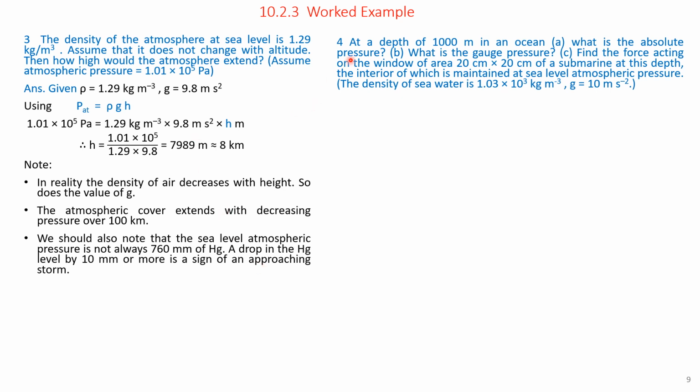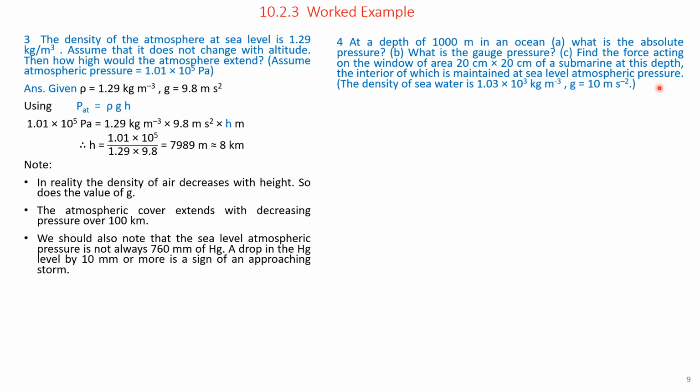Question number 4. At a depth of 1000 meters in an ocean, what is the absolute pressure? What is the gauge pressure? Part C. Find the force acting on the window area of 20 cm by 20 cm of a submarine at a depth, the interior of which is maintained at sea level atmospheric pressure. The density of seawater is 1.03 into 10 to the power of 3 kg per meter cube and the value of g as 10 meters per second square.